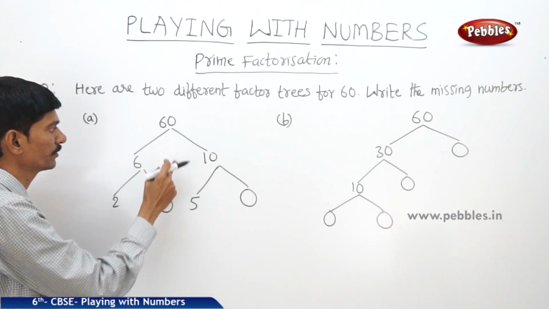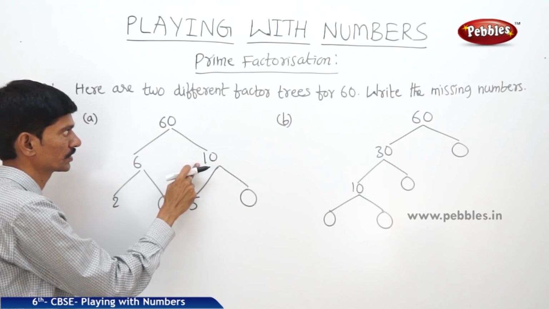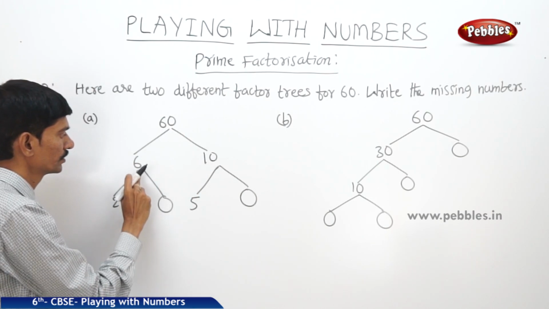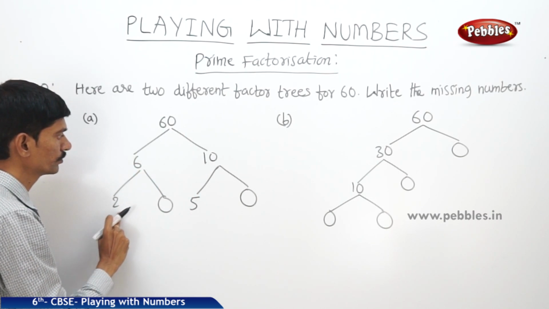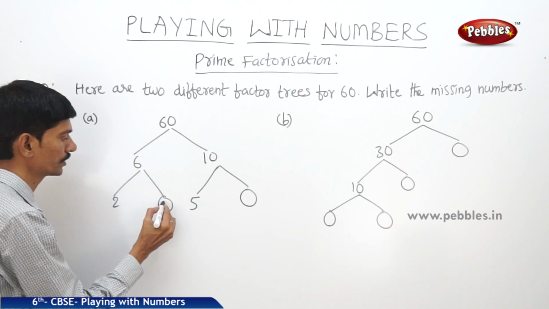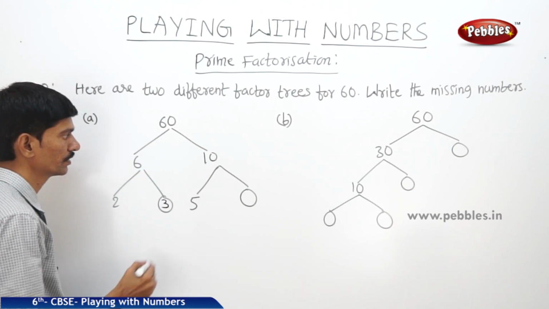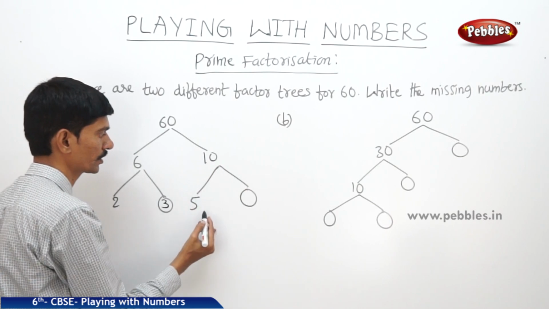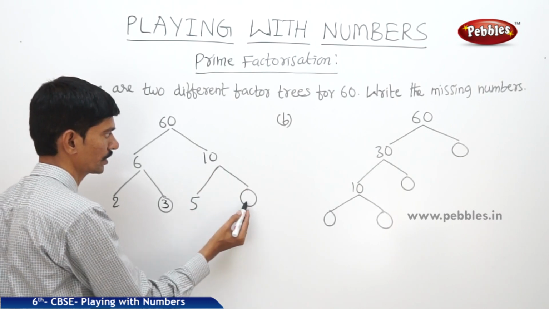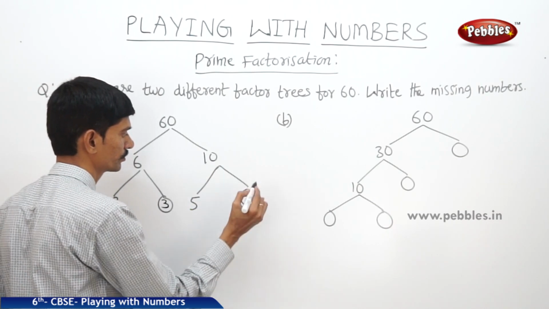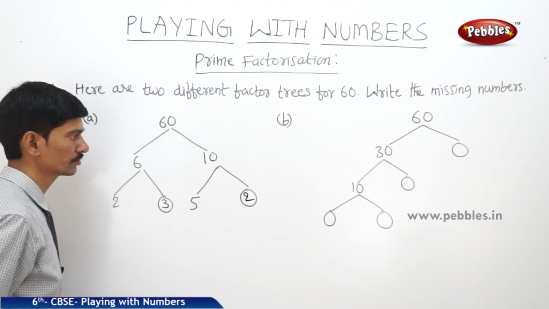So 60 can be factorized as 6 tens are 60, and here 6 can be factorized as 2 3s are 6. So we can write here 3, the missing number, and 10 can be written as the product of prime numbers, 5 2s are 10, so 5 into 2. So the second missing number is 2.